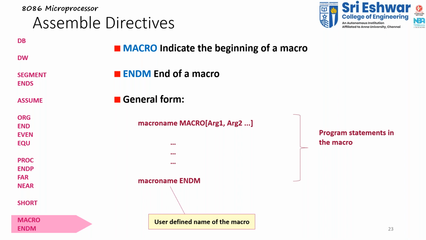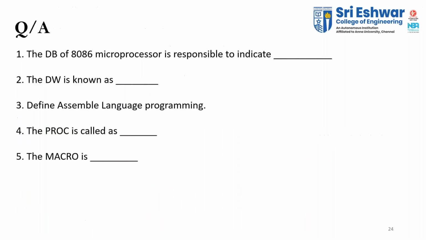The general form of the macro is given here: macro name MACRO, arguments 1, 2, etc., then the program statements, and at the end ENDM with the macro name. These are the assembler directives of 8086.